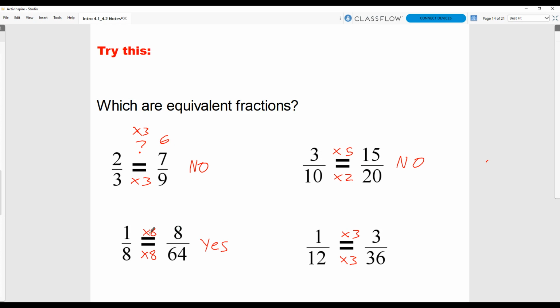This one turns out to be a yes. They're both getting multiplied by 8. And this one turns out to be a yes also, because both the numerator and denominator are getting multiplied by 3. Hopefully that worked out for you. That's the end of the 4.1 video.